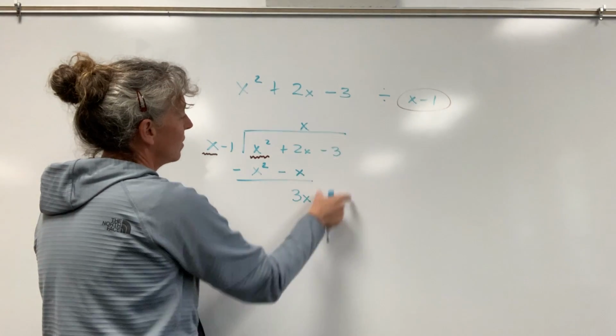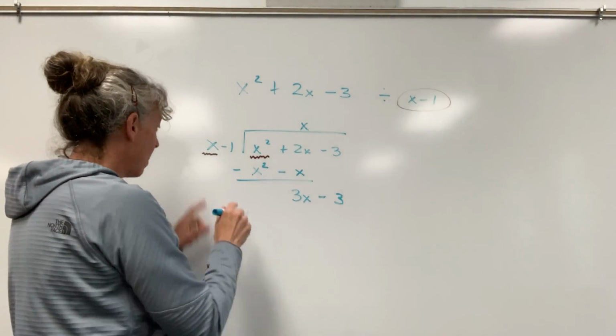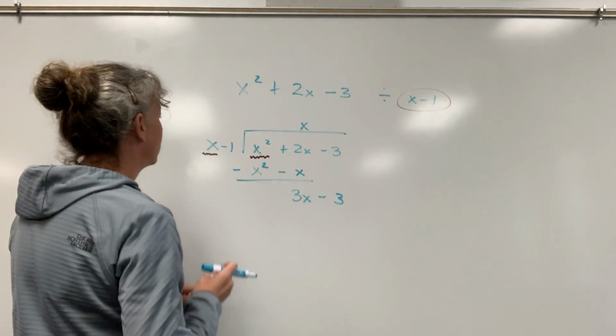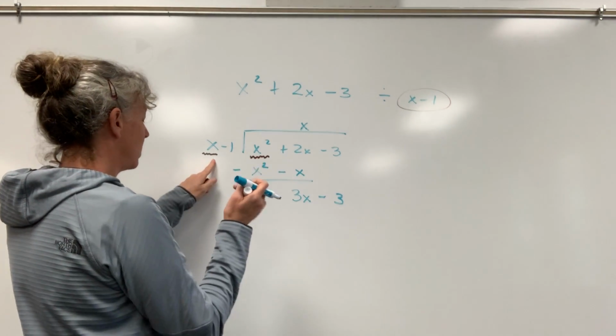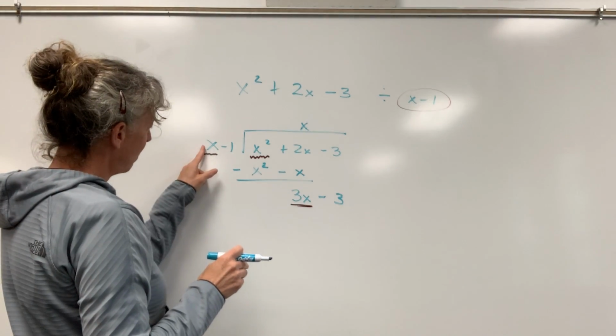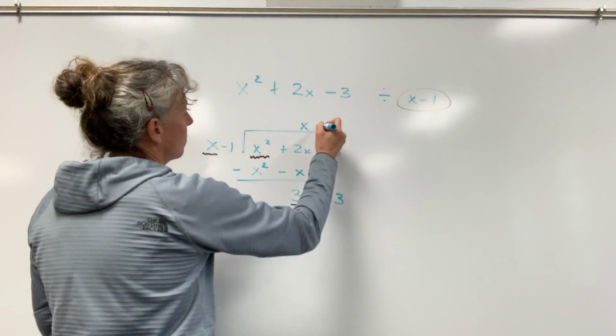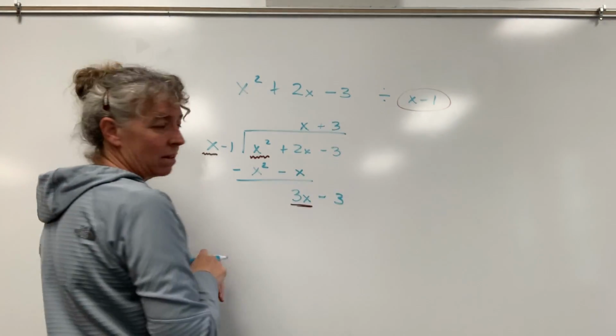Okay, just like long division, we drop our negative 3. Okay, now again, how can I make this term, this x, this leading term here, into this one? What would I multiply by this x to make it into this? A 3, right? So we're going to multiply a positive 3.